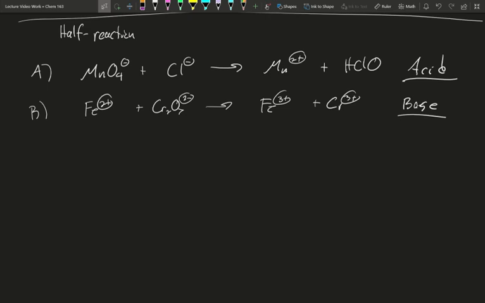In this video, we're going to practice solving the balanced reactions from the half reactions for these two separate redox reactions. We have permanganate and chloride becoming Mn2+ and hypochlorous acid. We're going to do this in an acidic environment. And for B, we have iron 2+ and dichromate becoming iron 3+ and chromium 3+ in a basic environment. Go ahead and pause. Try to calculate out the balanced reaction for both of these redox reactions in their environment, and then come on back and we'll work through it.